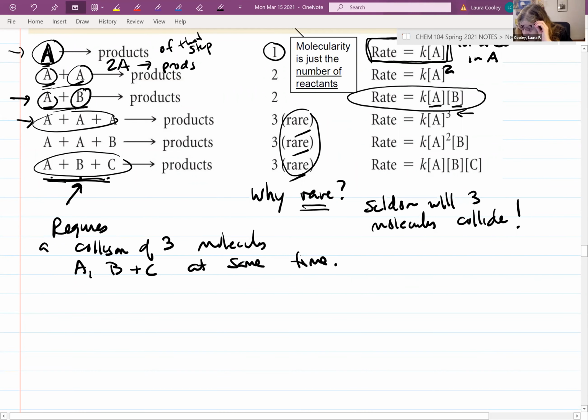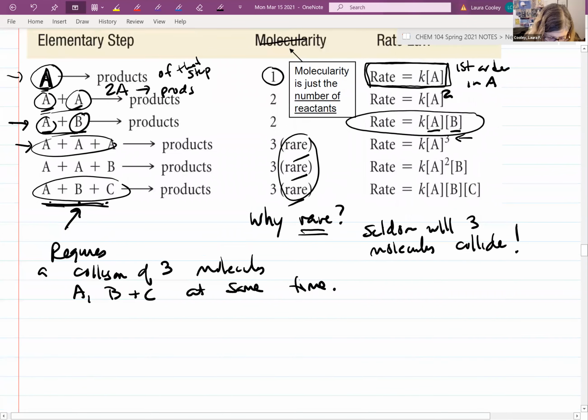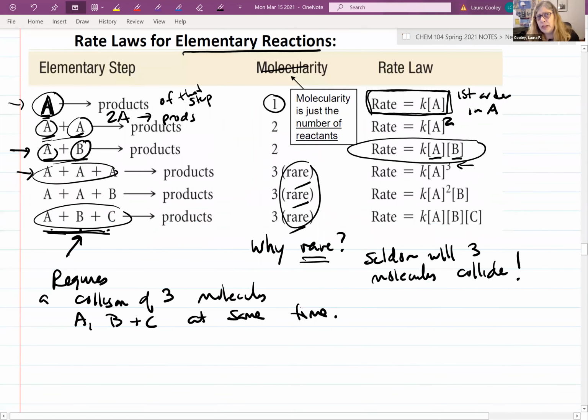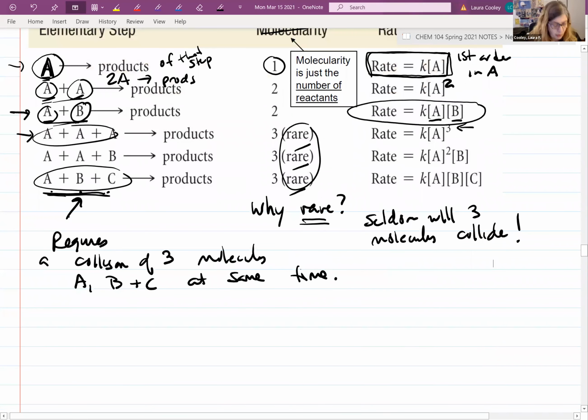Somebody asked, would there be usually more than one reaction occurring with that many reactants? Are you talking about the third order one I just went over? Yeah, if you had 3 reactants, rarely would all 3 collide to form products in one step. You would probably have 2 colliding, forming an intermediate. The intermediate might collide with the other reactant. I'm going to show you some examples of mechanisms that I think will be helpful.